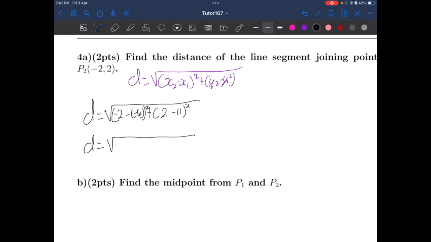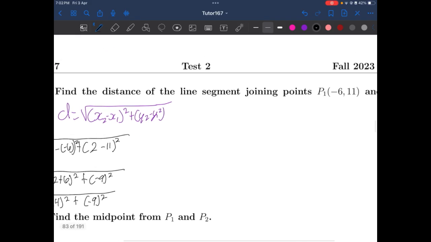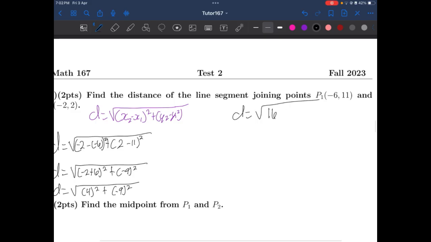And don't forget our squared. So d is equal to, that's negative 2 plus 6, because a negative times a negative is a positive, plus negative 9 squared. So this is equal to 4 squared plus negative 9 squared. So this is equal to 16 plus 81. d is equal to the square root of 97.